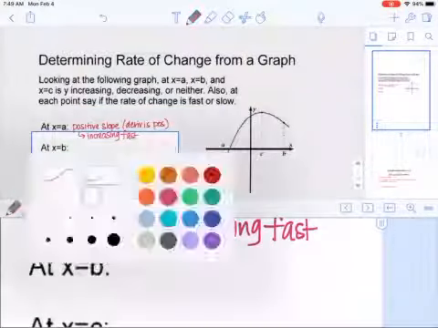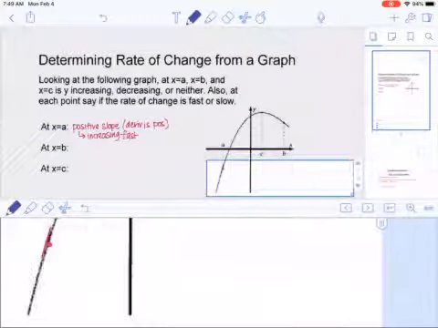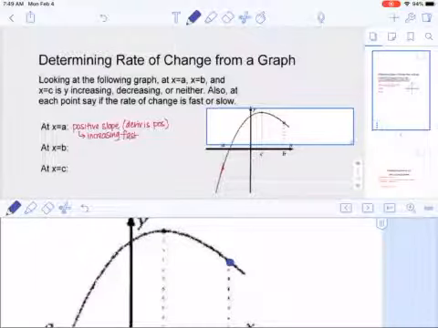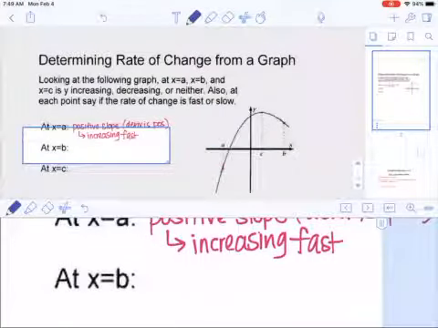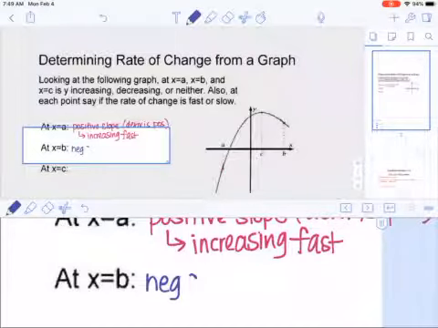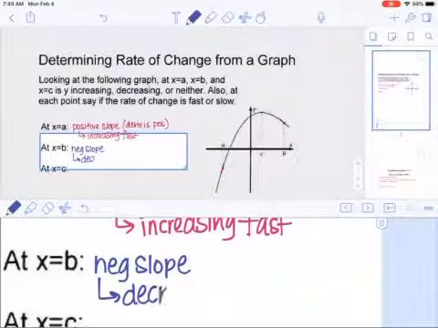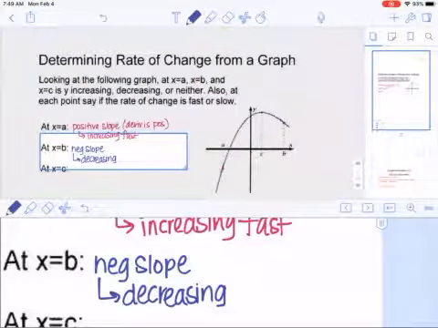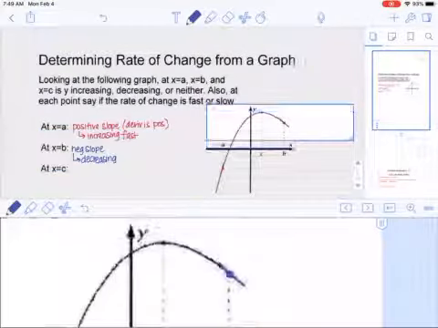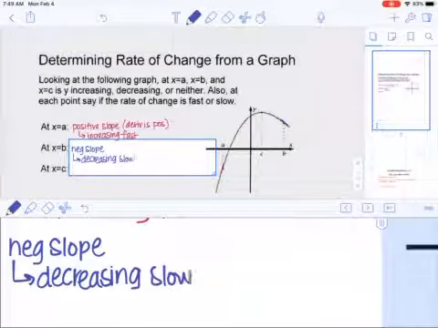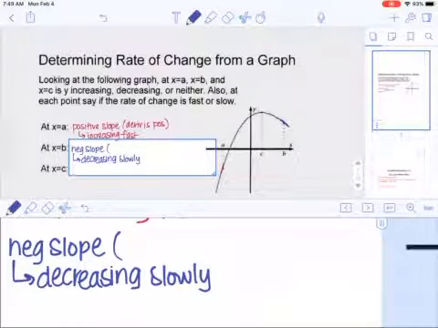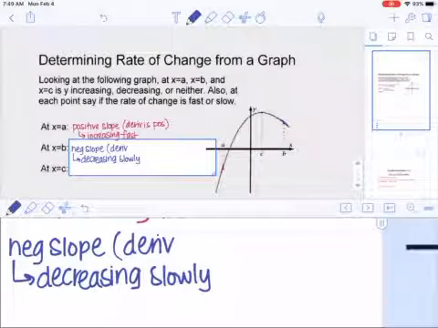Okay, let's talk about B. Over here, here's the point B. If I draw in the slope of a line that touches at B, I think it is pretty clear that this would be a negative slope. And because that is a negative slope, then I know that it must be decreasing there. And I would say this is a pretty gentle slope, almost like I would be okay handling that on skis. So I'm going to say decreasing slowly. And then the last thing I want to add is if you have a negative slope, that means that the derivative is negative.